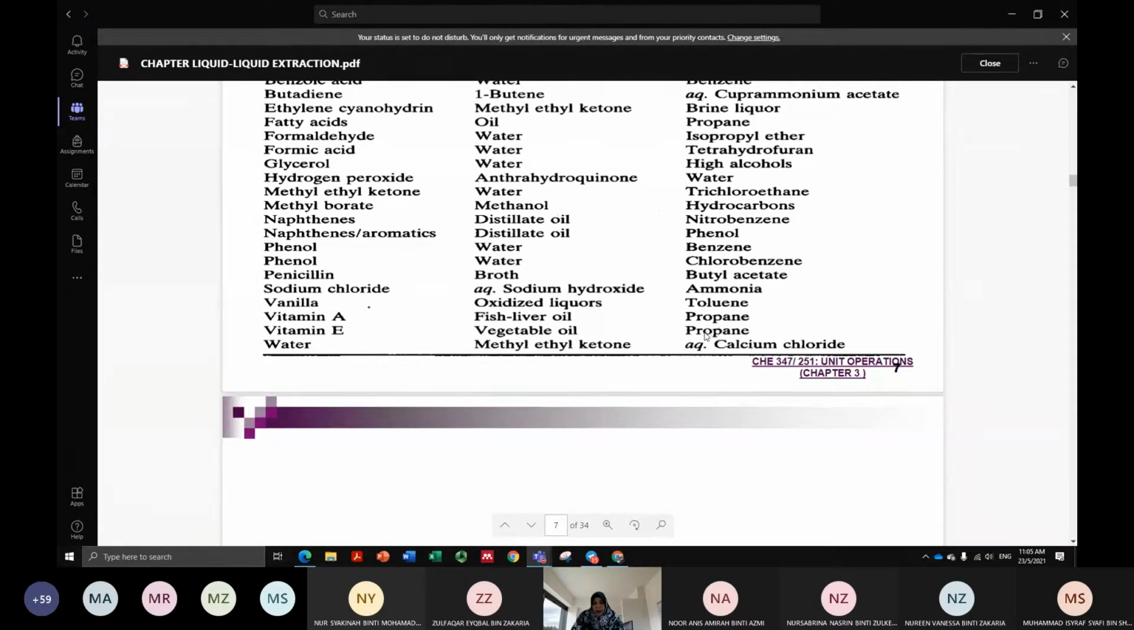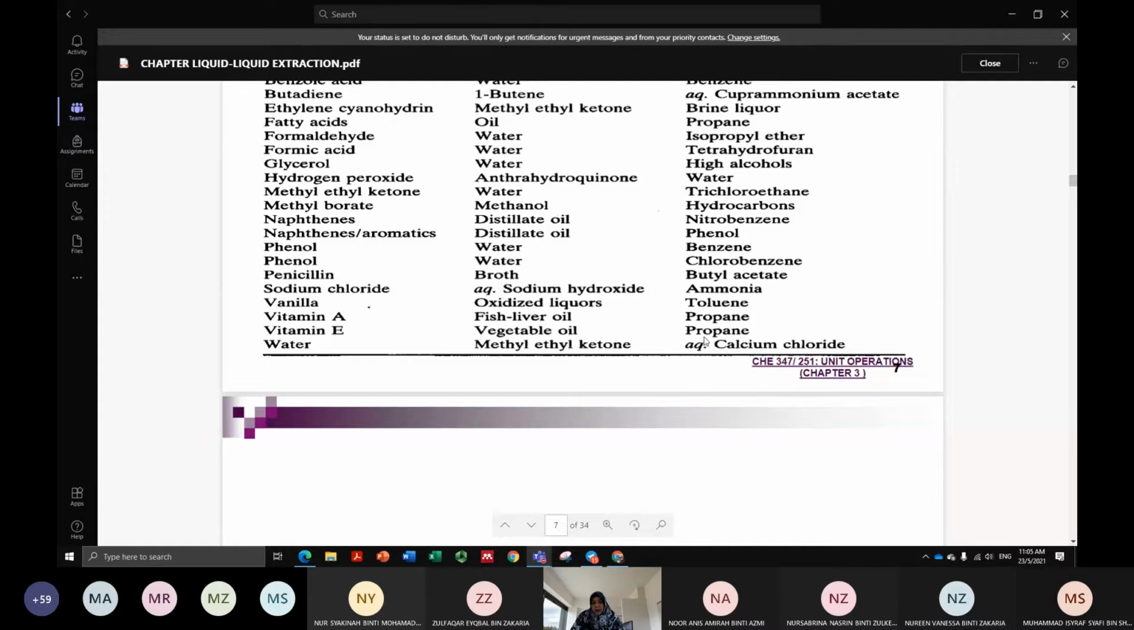So propane plus your solute, which is your vitamin E, will be collected at your extract. So your extract will consist of solute and the solvent. But in your raffinate, you have the rest of the carrier. Remember, I've shown you the flow, where you consider that as your light phase product and heavy phase product. So this is how it works.